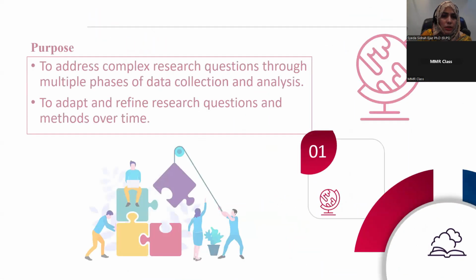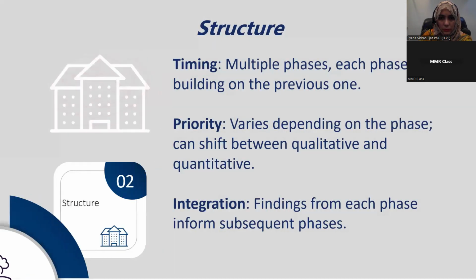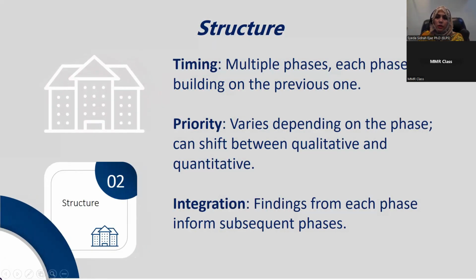The purpose of conducting the multi-phase design is to address complex research questions through multiple phases of data collection and analysis, to adapt and refine research questions and methods over time. Structure and timing: multiple phases, each phase building on the previous one. It means every next phase would be conducted based on the previous one. Its priorities vary depending on the phases, and can shift between the qualitative and the quantitative sections. At the time of integration, findings from each phase inform the subsequent phase. As I told, the next phase would be followed by the previous one.